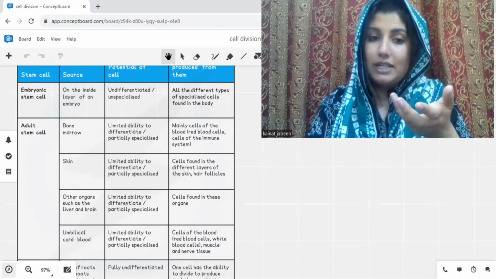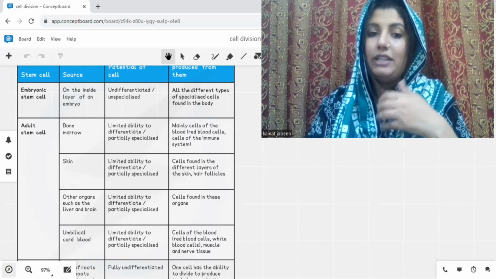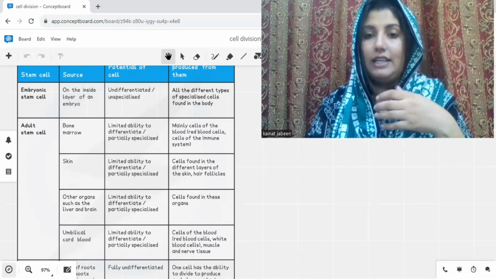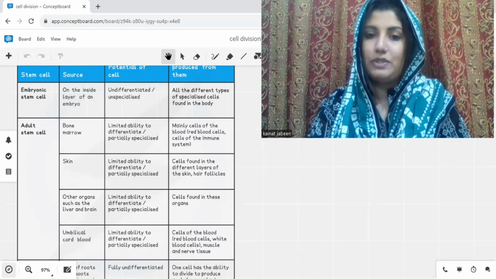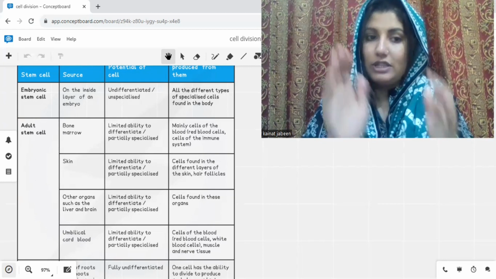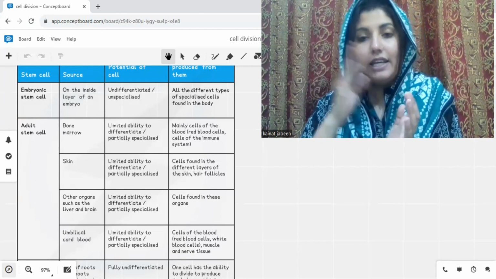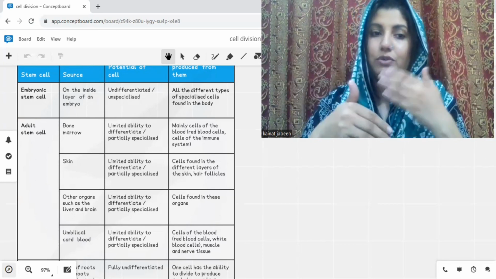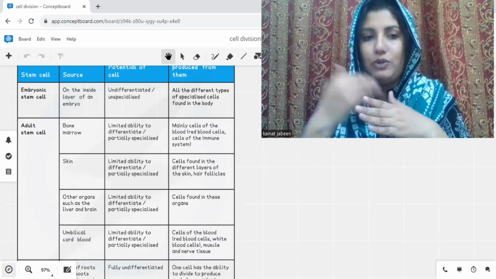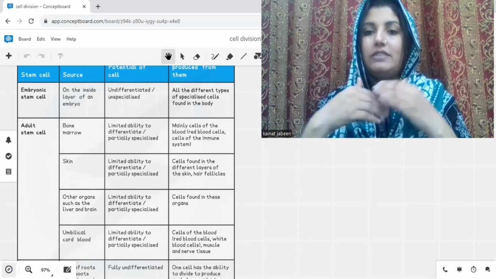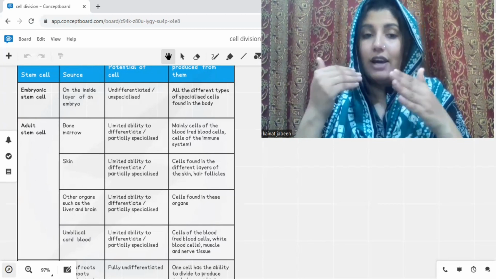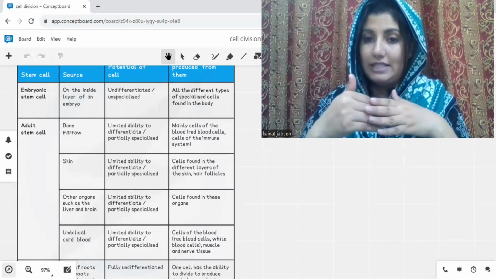Umbilical cord blood can make different types of blood cells, like red blood cells and white blood cells. They can produce muscle cells and nerve cells. So these are the adult stem cells. Next, we will talk about their uses, how we are going to use adult stem cells or embryonic stem cells in different diseases, in curing disease, in management, or in medicines.